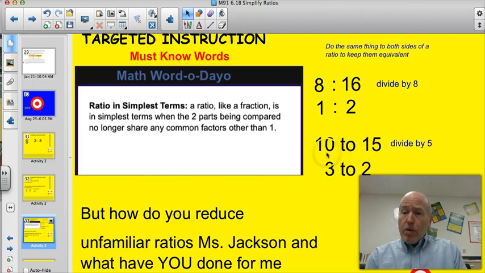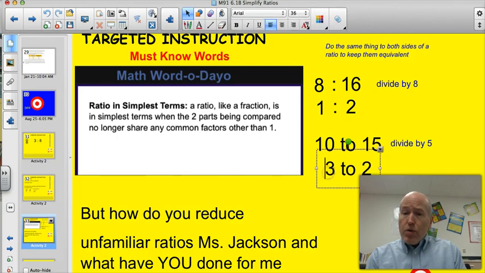Okay. This one here, 10 to 15. Now here I use the word "to" instead of the colon, but it's still a ratio. I could divide both sides by 5 and get that ratio to 2 to 3. I can see I made a little typo there.